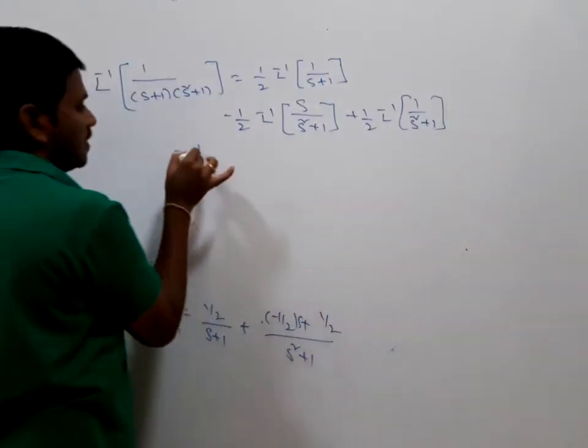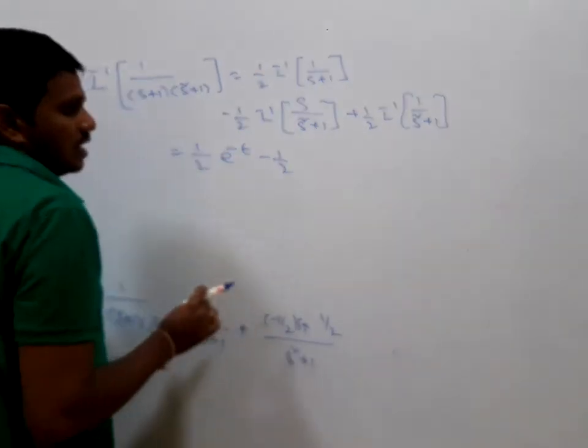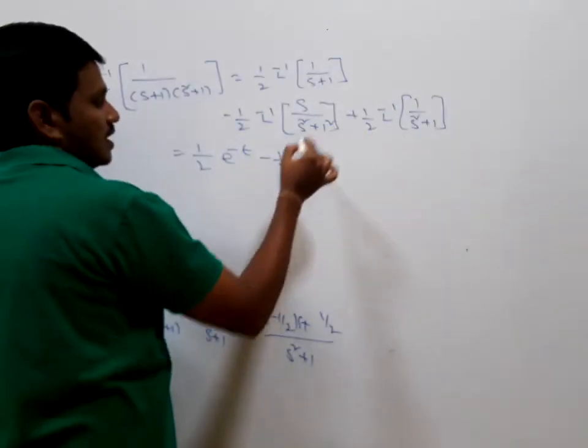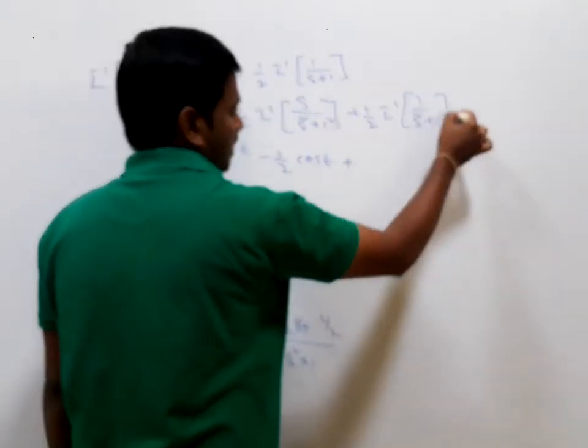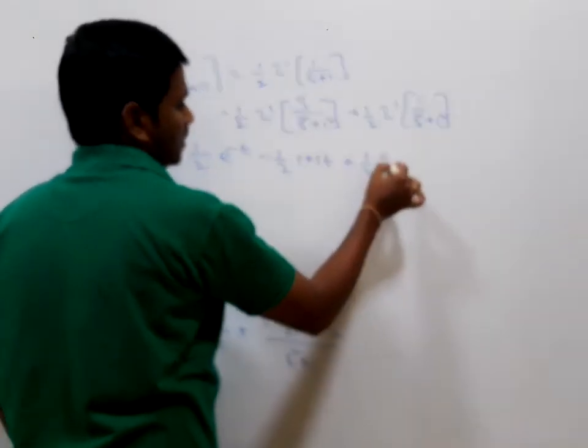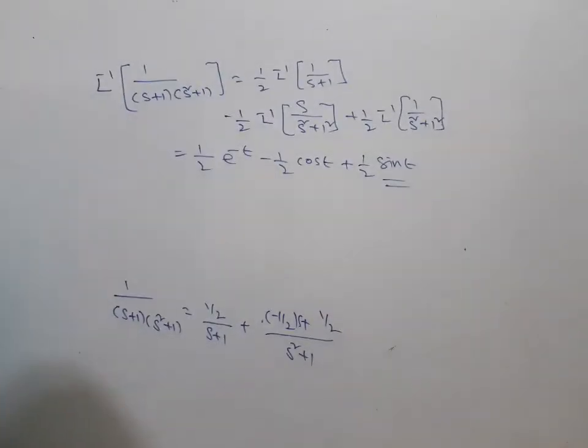So this can be written as 1 by 2 into e to the power of minus t, minus 1 by 2 into s divided by s square plus 1 square, it is cos at, that is cos t. Then a divided by s square plus 1 square, so it is 1 by 2 into sin at, that is sin t. This is the evaluation process.